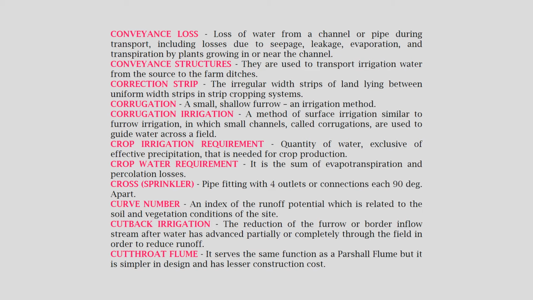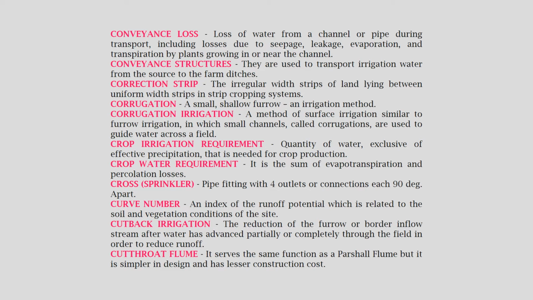Correction strip. The irregular width strips of land lying between uniform width strips in strip cropping systems. Corrugation. A small, shallow furrow, an irrigation method. Corrugation irrigation. A method of surface irrigation similar to furrow irrigation, in which small channels, called corrugations, are used to guide water across a field.